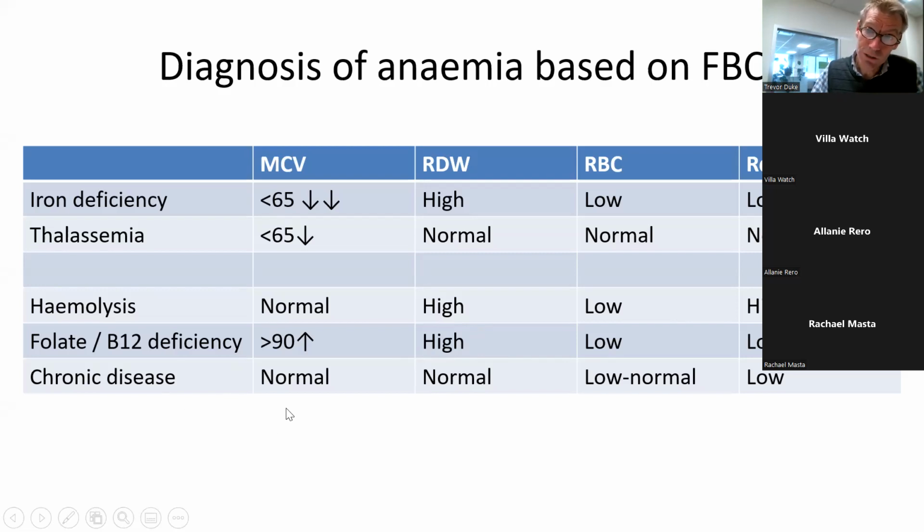And if you've got a chronic disease causing bone marrow failure, the MCV will often be normal, a normocytic, normochromic anemia. And the red blood cells are often low because the bone marrow is just not working properly. And the reticulocyte count will be low because, remember, reticulocytes are the immature new forms of red cells.